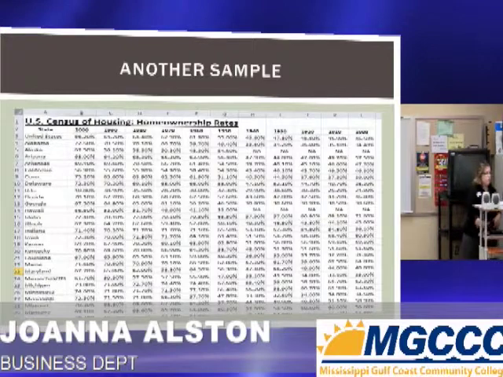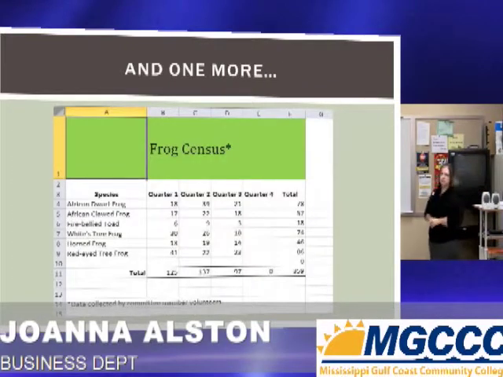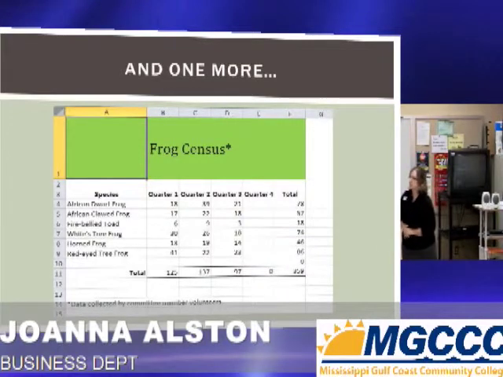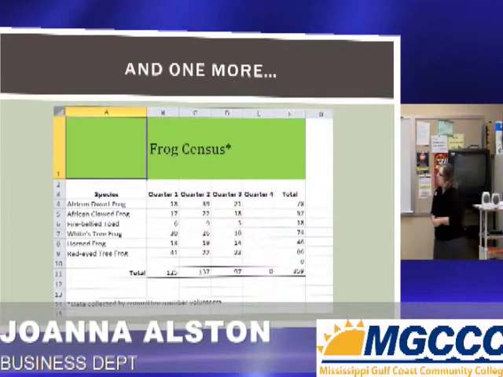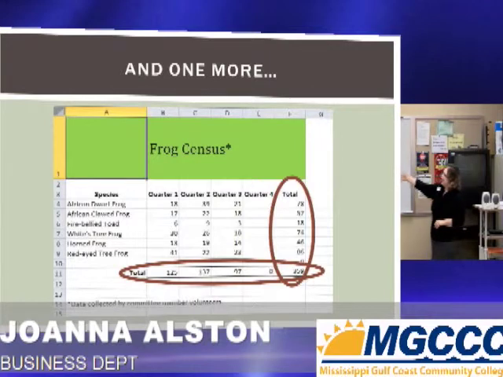Okay, and then one more example, frog census. I bet y'all didn't know we tracked the census of frogs in this country as well. But again, you see the same basic setup. You've got your species, your 4 quarters. This is incomplete information. We only have 3 quarters. We're missing the 4th.